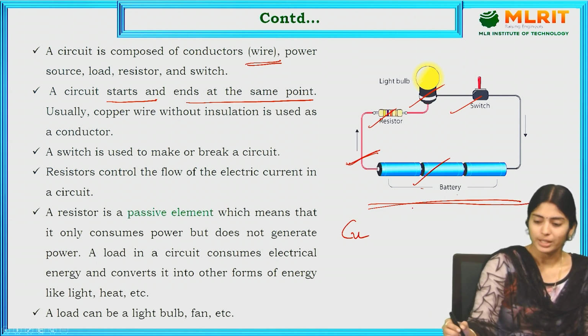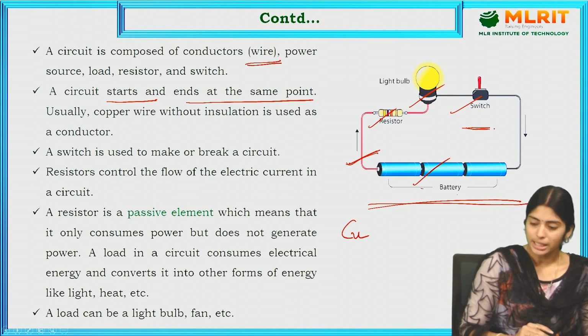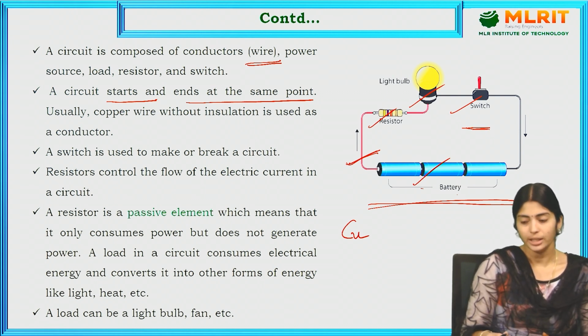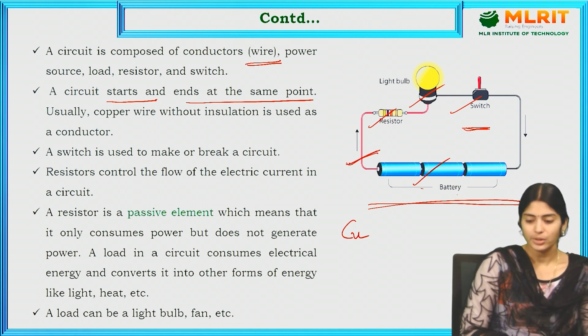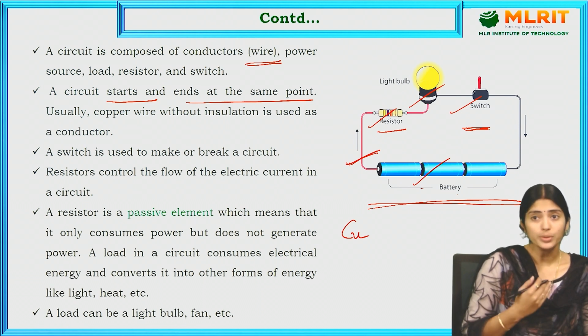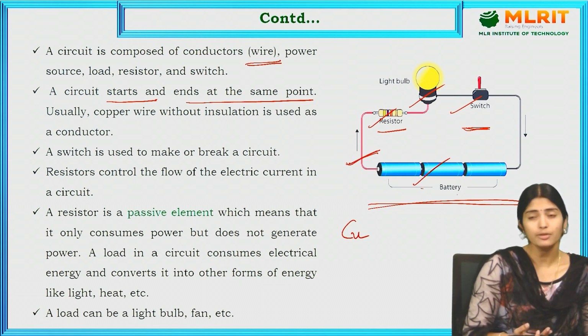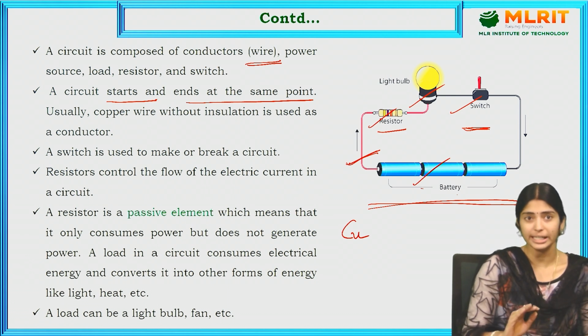The next one is the switch. A switch is used either to connect the circuit or disconnect the circuit. So a switch is mainly used to connect or break a circuit. Next is the resistor. A resistor is a passive element, as we discussed before, which means it only consumes electrical power. It restricts the flow of electrons. It only consumes power, but it does not generate any power.